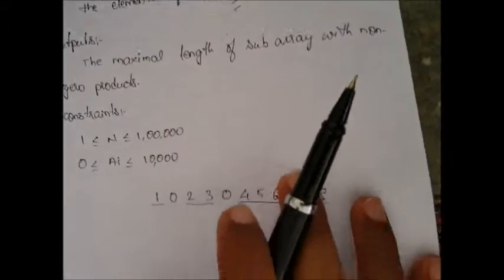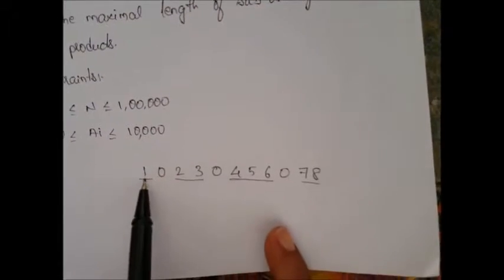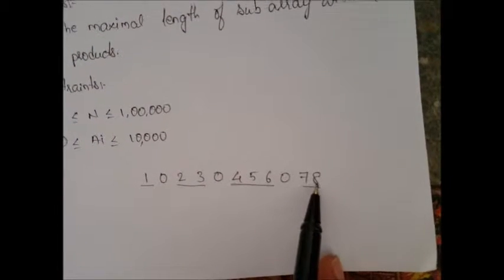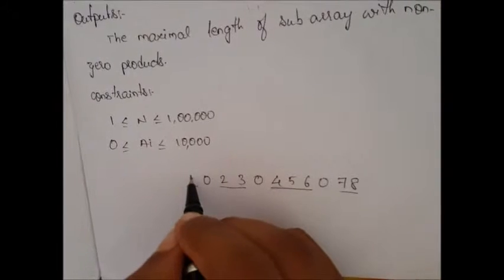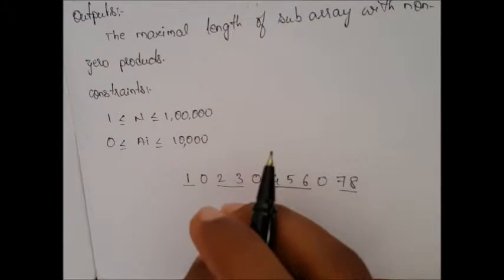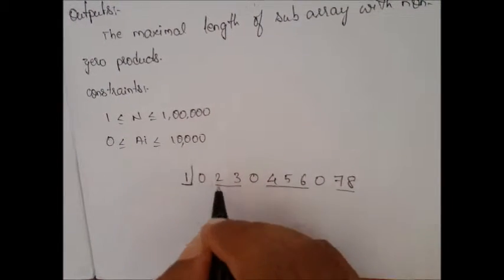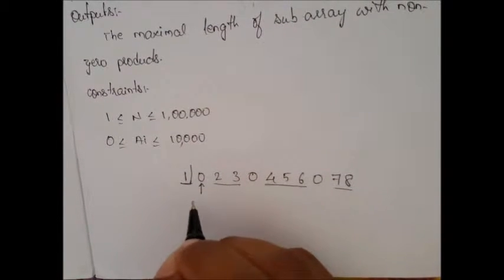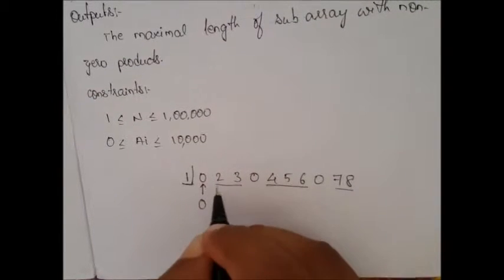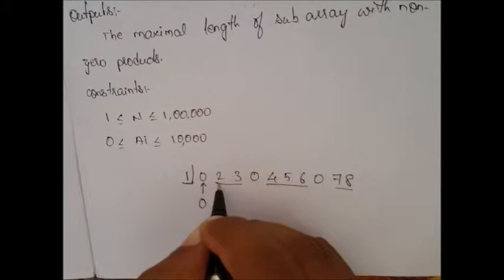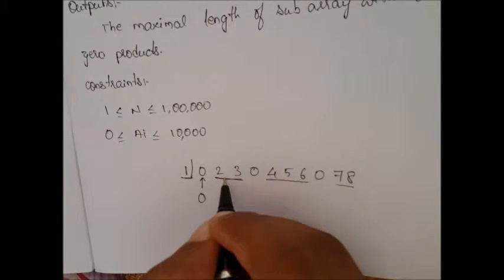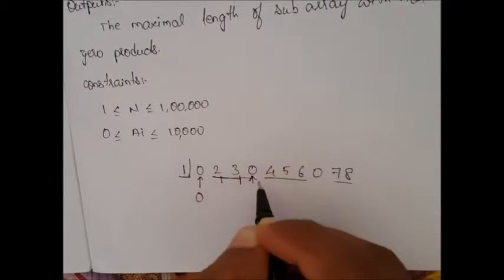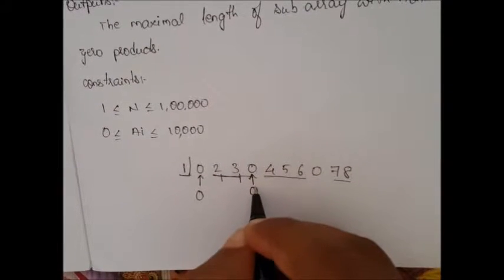So consider an array like this: 1 0 2 3 0 4 5 6 0 7 and 8. Consider the length up to the element 0. The length is 1. Again, if the element is 0, make the length of the subarray 0. Again, after 0, consider the length of the subarray. Here it is 1 and 2. If again we encounter a 0, make the length 0.